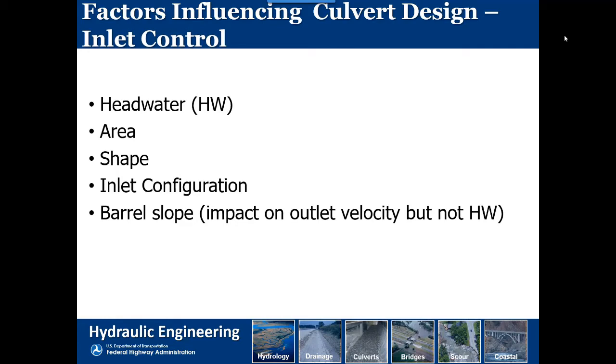So in inlet control, what's limiting the ability to pass more flow through the barrel is the stuff that happens at the inlet. The throat doesn't affect it at all because I have a lot of extra capacity here. I just need to get the flow through the inlet into the barrel. So whatever I can do to change the things at the inlet side will help me improve my hydraulic capacity in the culvert. And the things that happen at the inlet side are listed here.